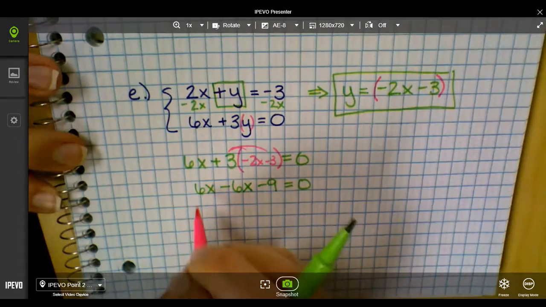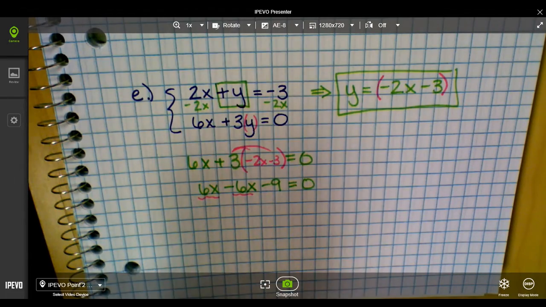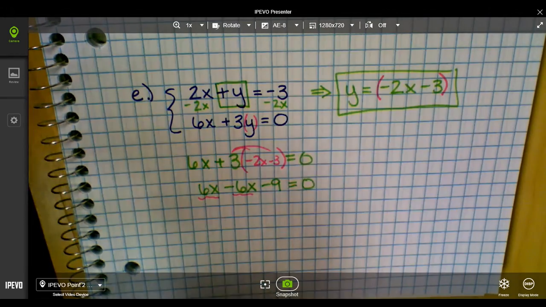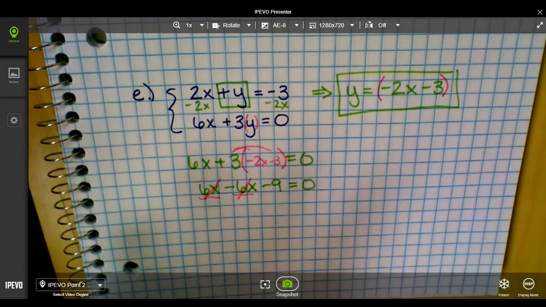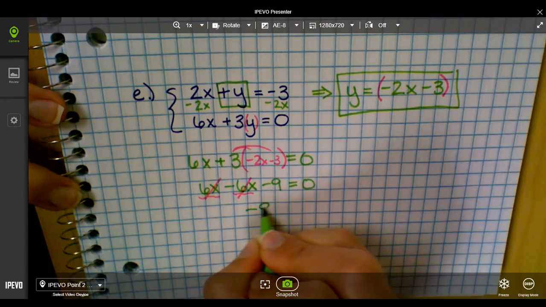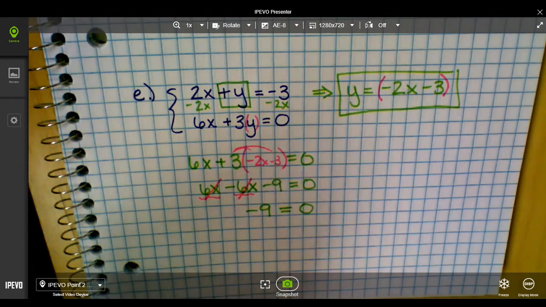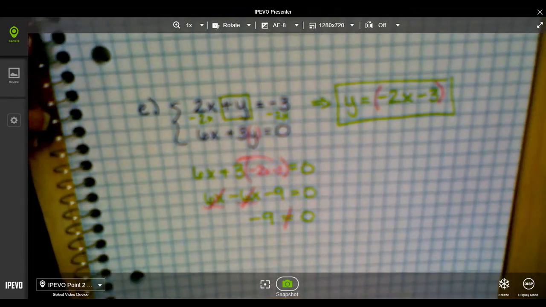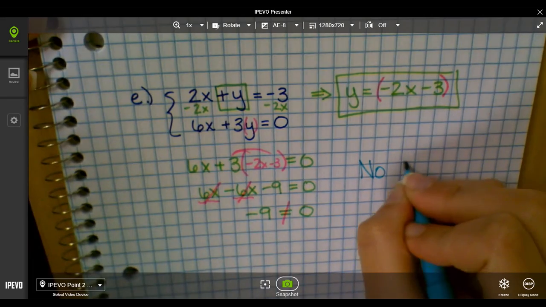Okay, combine like terms, and look what's going to happen over here. 6x minus 6x is nothing x. Some of you guys want to say it's 1x or 0x, but 0x is just 0. So these guys end up just completely canceling each other out. They are gone. They are nothing. So now I have negative 9 equals 0. Well, that's not true. So once your variables cancel out and you get a false statement, that just means you stop and you say no solution.